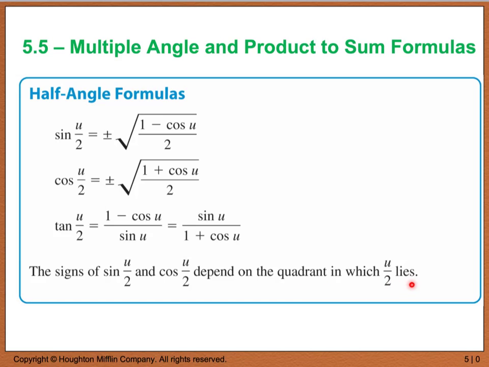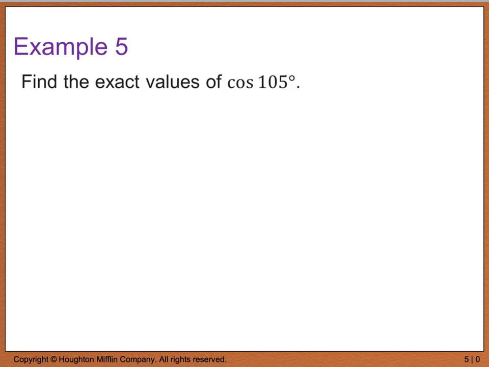So we are going to have to pay attention to which quadrant we're in. Example 5 says, find the exact value of the cosine of 105 degrees. Well, cosine of 105 degrees doesn't really help us out a whole lot because we don't have exact values for that. But if you keep in mind that one of our values we do have an exact value for is 210 degrees, 105 degrees is half of 210 degrees. So this tells me I can use a half angle formula.